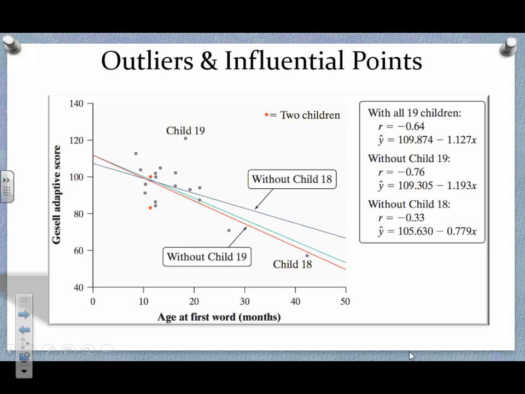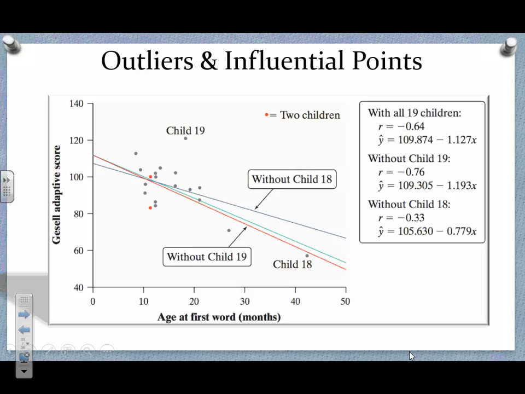So child 18, did it affect correlation? Yes, it did. By getting rid of child 18, now we give child 19 a lot more influence as far as how strong our correlation is. So taking it out became influential. It changed drastically that value for our correlation. What about for our regression line? Did our regression line change drastically when we take out child 18? Quite a bit, okay? So instead of up at 109, now we're crossing the y-axis at 105. Instead of a slope of negative 1.1, we're now at negative 0.779.